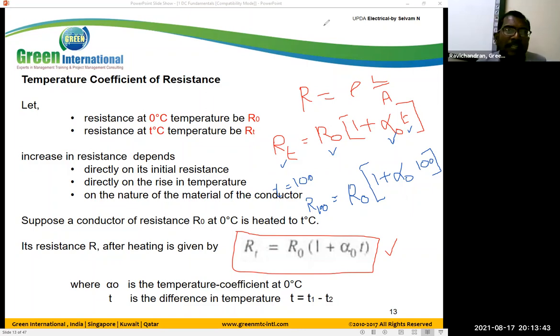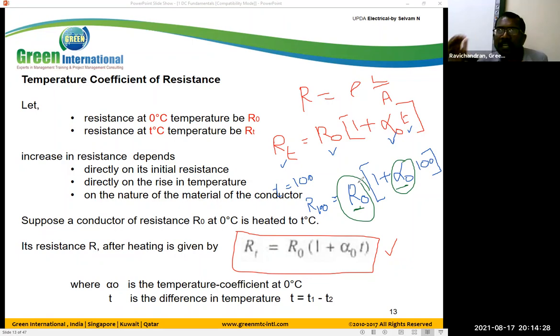Now what are the unknown values? If we know these two numbers, we can find the resistance at 100 degrees, or at 50 degrees, 45 degrees, like this. We must know R naught and alpha naught. R naught stands for resistance at 0 degrees Celsius, and alpha naught is the temperature coefficient for the particular element at 0 degrees. These two values are predefined values.